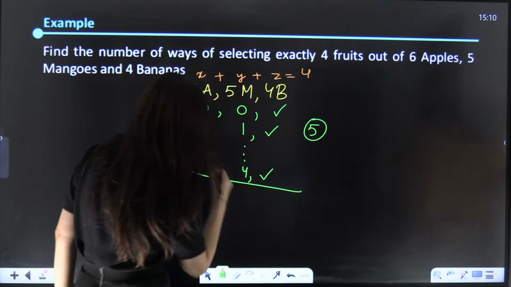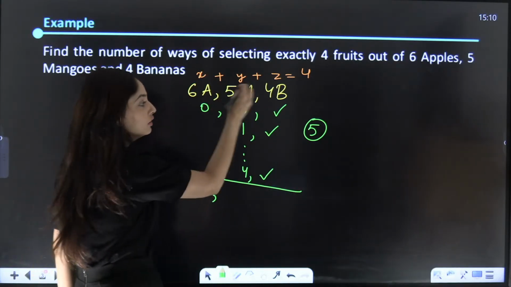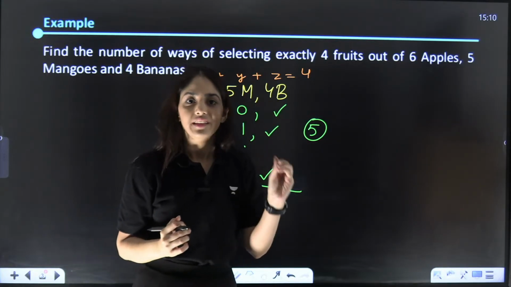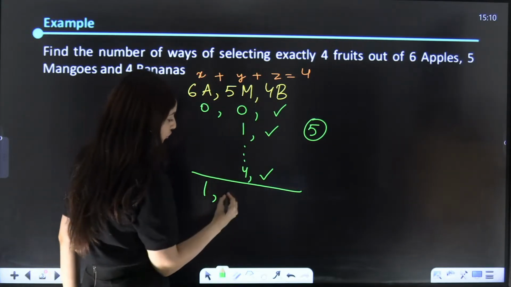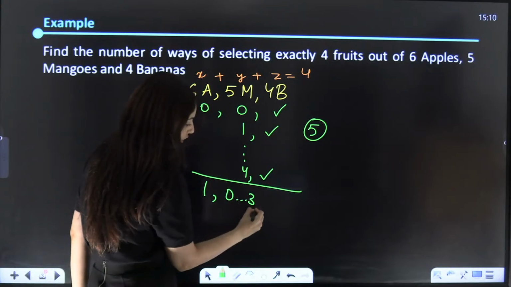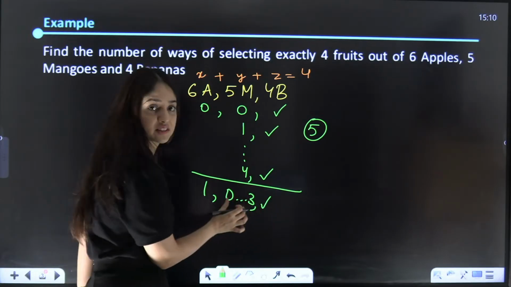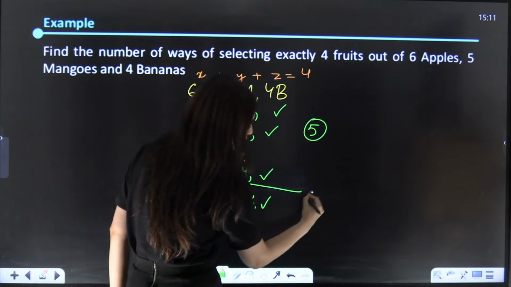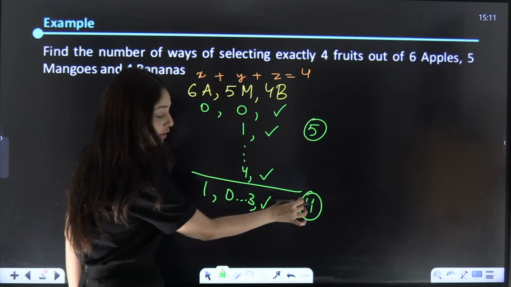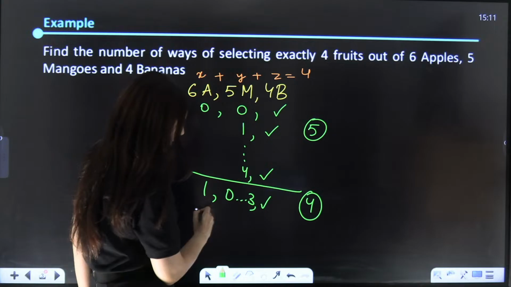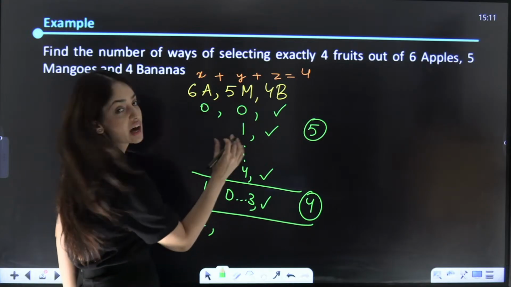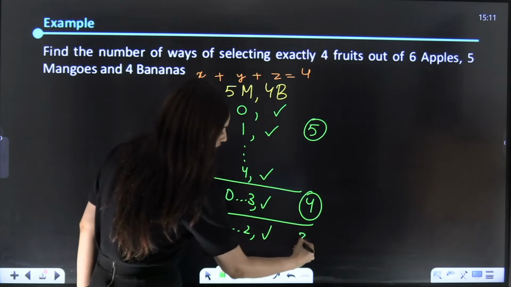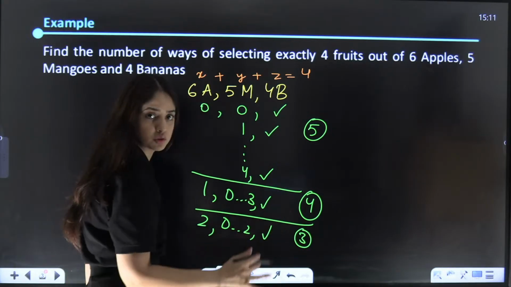If I fix this to 1, now the remaining sum needs to be 3. That means now this can go from 0 to 3, and as soon as I fix this number, I know Z. So how many possibilities for this? 4. How did we get 4? 3 plus 1. So similarly for 2, the sum will be 2, so 0 to 2, 3 and so on, right?